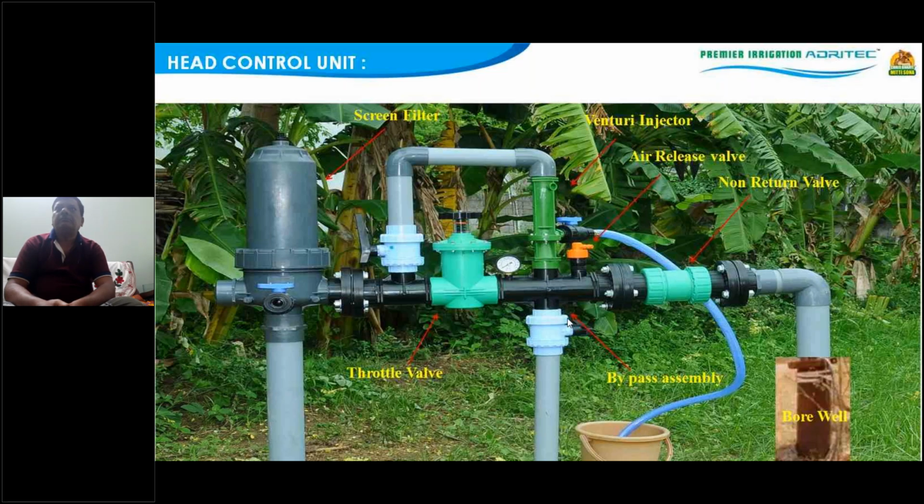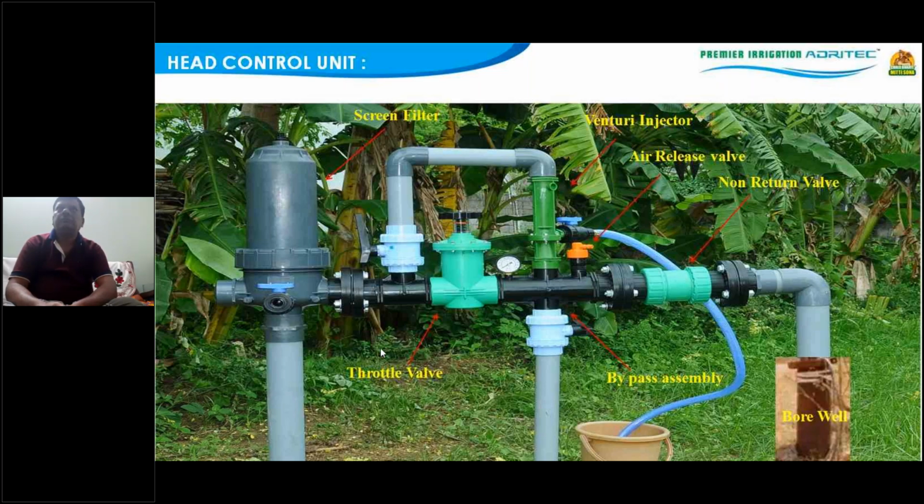Next, what you see is a bypass assembly. Now you may be asking, what is the need for a bypass? Whenever you have excess water in your system, or excess horsepower in your system, you don't want that excess water to get into the system, because it could increase the pressure and damage some of the components. So therefore we provide what is called a bypass. This is a safety device, and it also has another advantage.